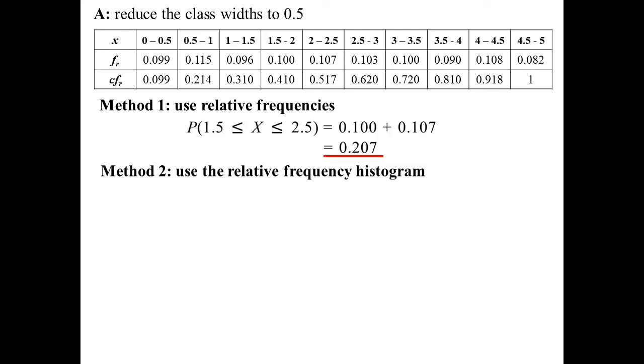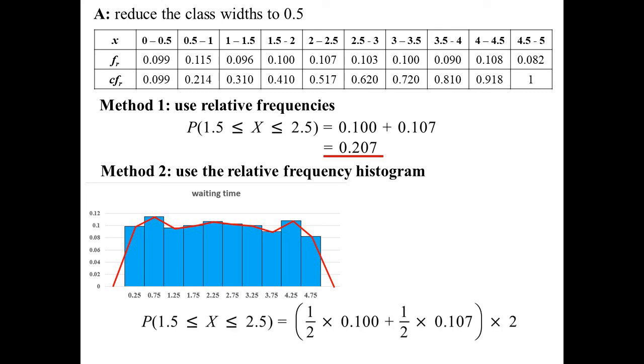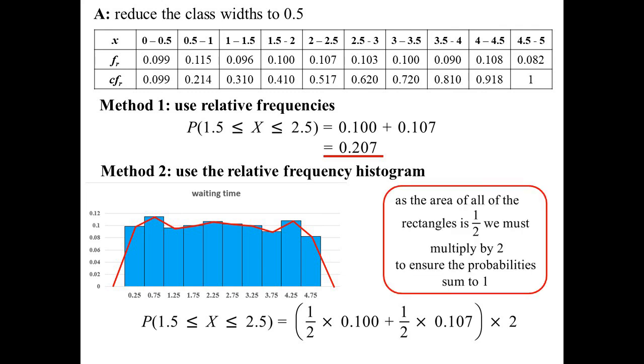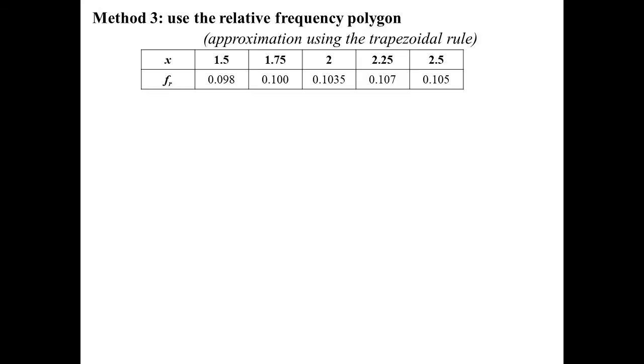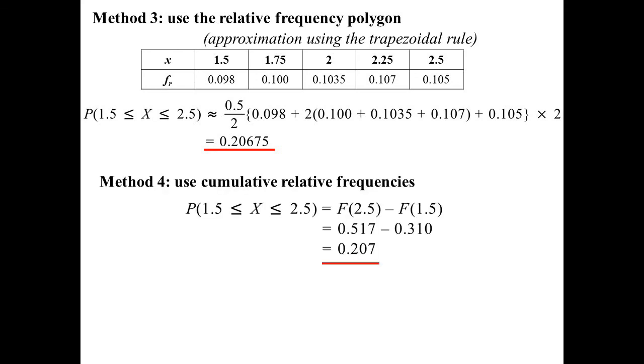I can find the area of the histogram, but this time I've got to be careful, because you notice the widths of my histogram are no longer 1. They're now a half. So they will add up to be half of the probability. Therefore, I've got to multiply my answer by 2 to make sure that all the probabilities add up to 1. So we've got to be careful with that method if we're doing the area of the histogram. The polygon, so again, using our trapezoidal rule, and we come up with 0.20675, which to 3 decimal places, yes, that is 0.207. And using the cumulative frequency function that we came up with, function 2.5 minus function 1.5, 0.207.